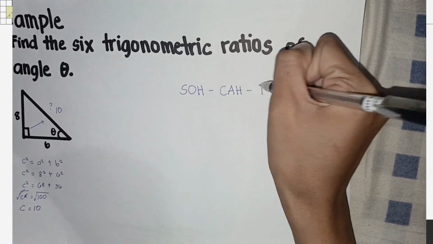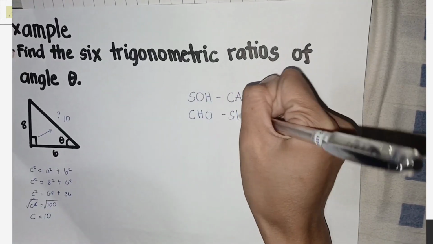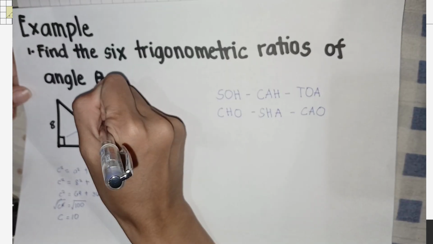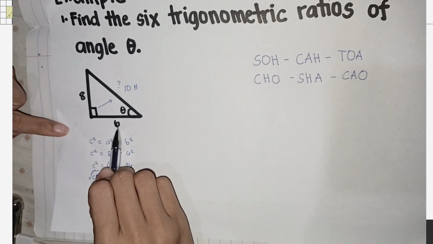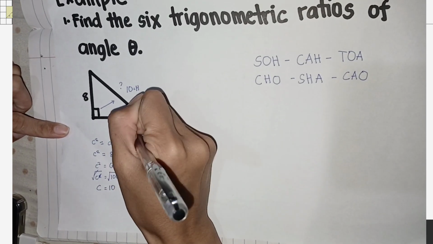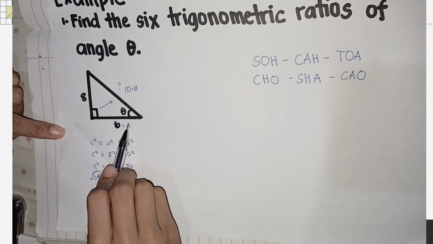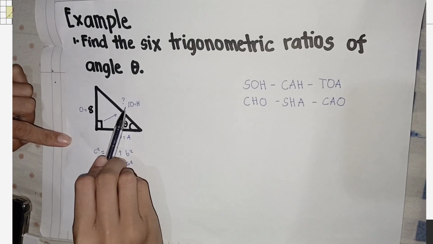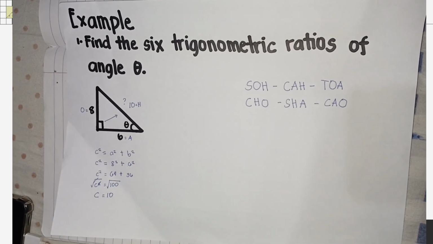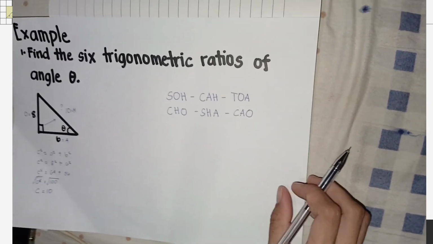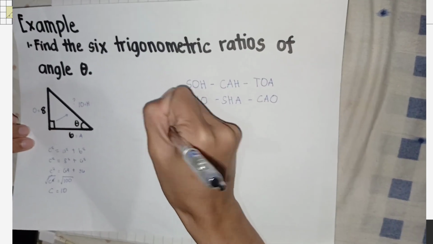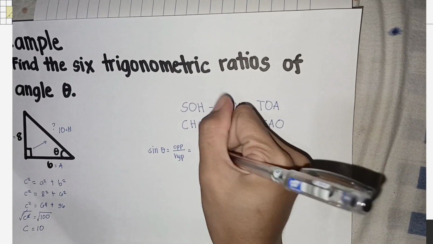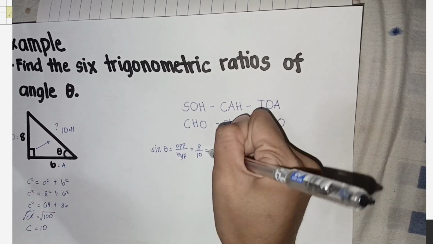Again, our formula is SOHCAHTOA and its reciprocal, CHU-SHAKAW. Our reference angle this time is theta. The side 10 is our hypotenuse, then the 6 is our adjacent. Then 8 is our opposite, which is opposite of angle theta. First, we have sine theta is equal to opposite over hypotenuse. The opposite is 8 over the hypotenuse, which is 10. Reducing to lowest terms, we have 4 over 5.